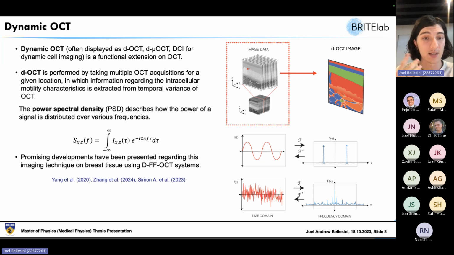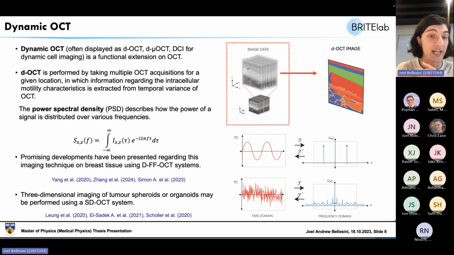Promising developments have been presented using this imaging technique on breast tissue. However, this has been using dynamic full-field OCT systems, which, as I mentioned, lack depth information. For our application in tumor margin assessment, this depth information is required, as it gives us the ability to detect and measure margin. Three-dimensional dynamic OCT imaging can be performed, and has been performed, using spectral domain OCT.